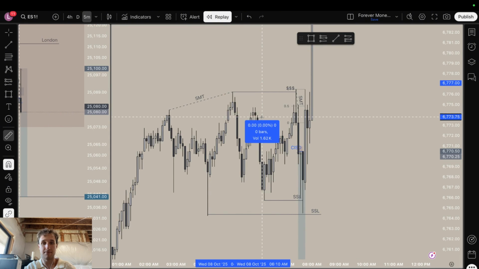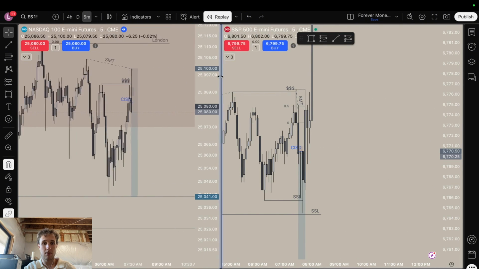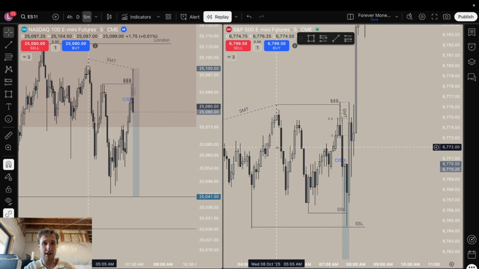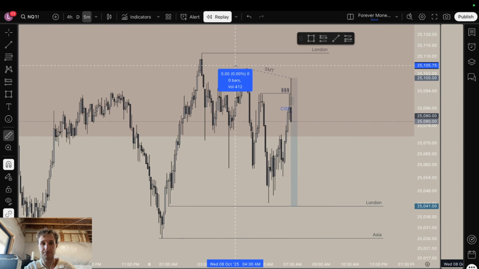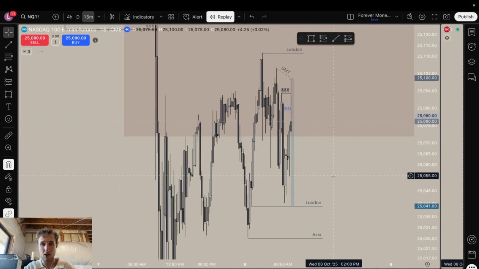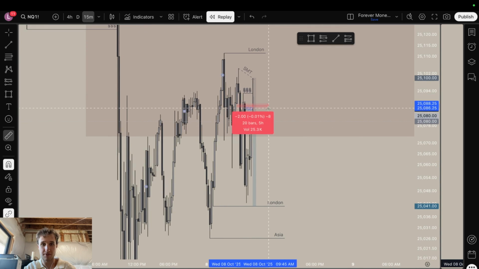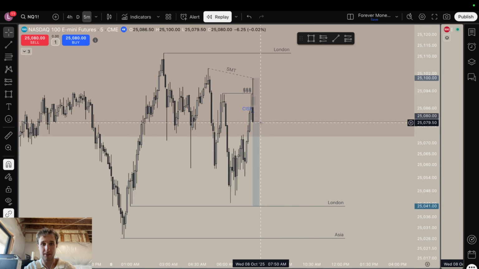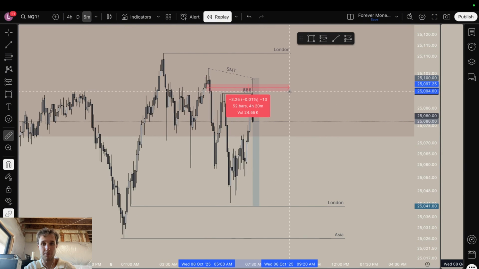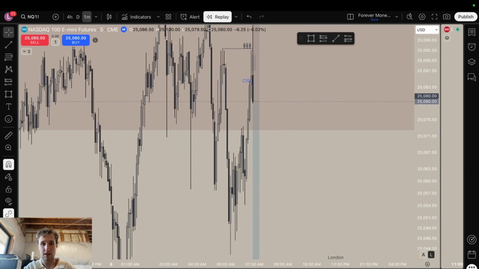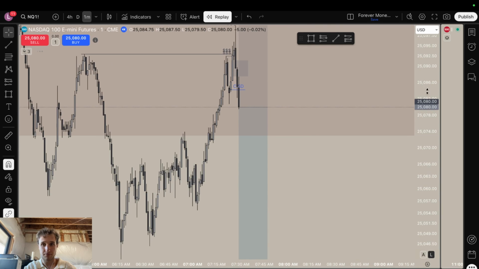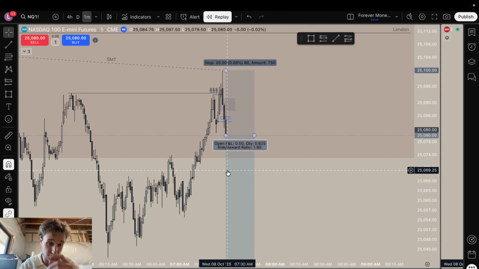So this high right here was London high on ES. So ES ends up taking London. And if we look at the 15-minute, we're continuing to respect this 15-minute bearish fair value gap. And if we look back at the 5-minute, we tap into this unfilled 5-minute bearish fair value gap. Scroll down one more. And on the 1-minute, I took this during pre-market.